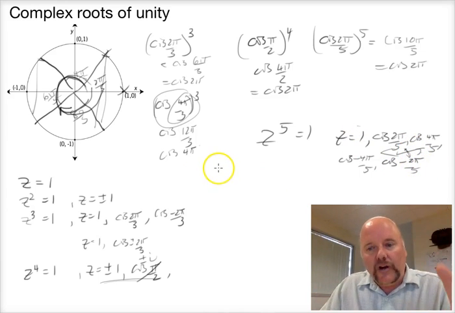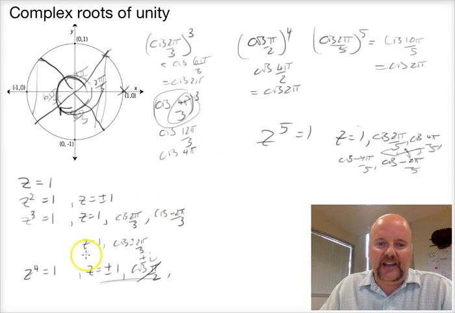So that's what we're going to do, and we're going to apply some pretty easy de Moivre's theorem stuff to do that now. So I'll do an example for you now.